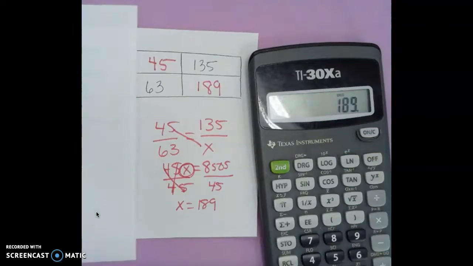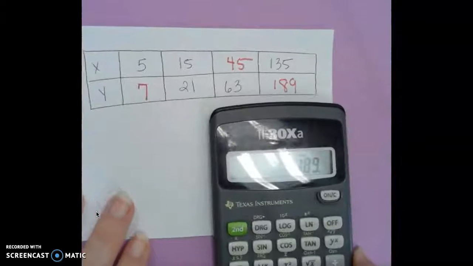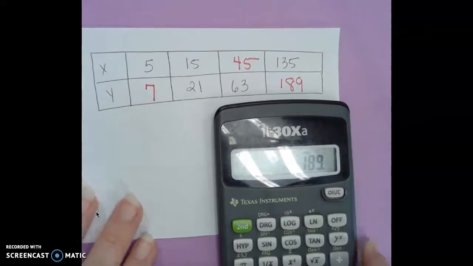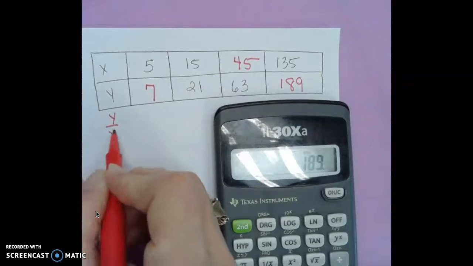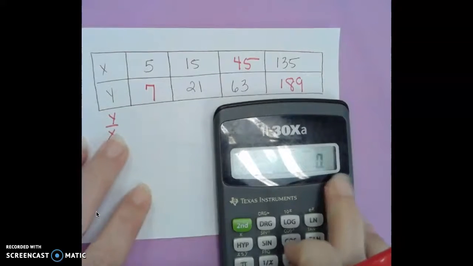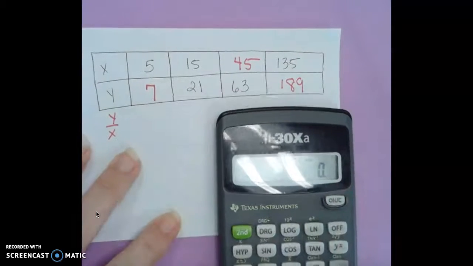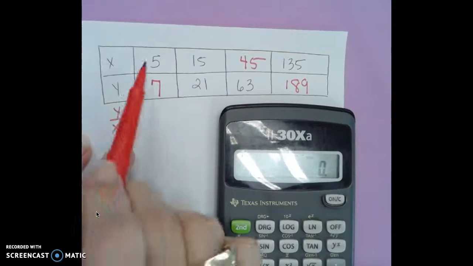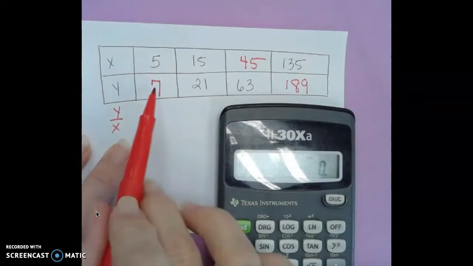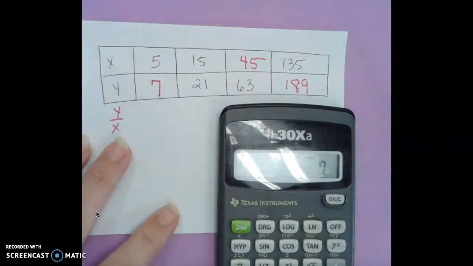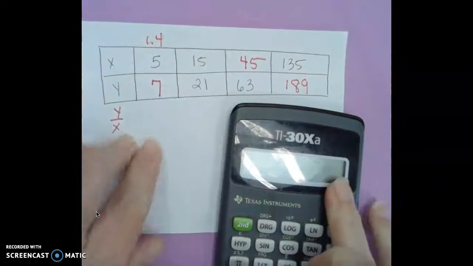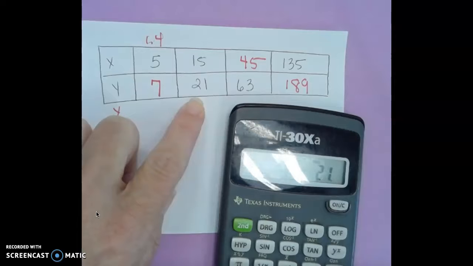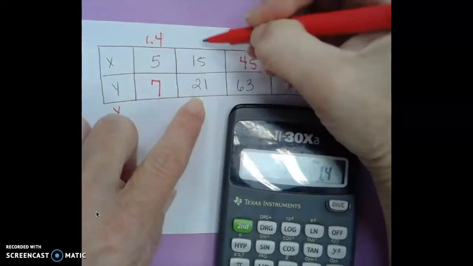189. So to backtrack for just a second, if this is proportional, then I should be able to divide. Remember, it's Y divided by X. And let's see what our constant of proportionality would be. They should all be the same if I did everything correctly. So let's do 7 divided by 5. So I get 1.4. Let's do 21 divided by 15, and I get 1.4.